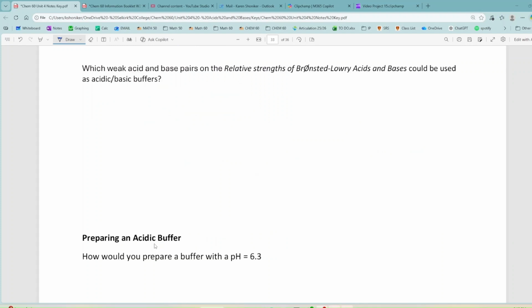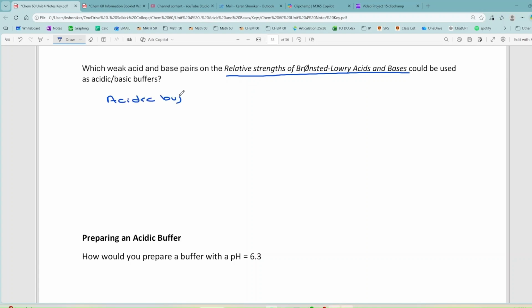Easy peasy. All right, so our next question is, which weak acid and base pairs, based on the relative strengths of Bronsted-Lowry acids and bases, could be used as acidic buffers and basic buffers? We were talking about how an acidic buffer can be used for anything with a pKa or a pH that's less than 7, and that a basic buffer is anything that can buffer something with a pH greater than 7. Let's just not try to make this complicated.